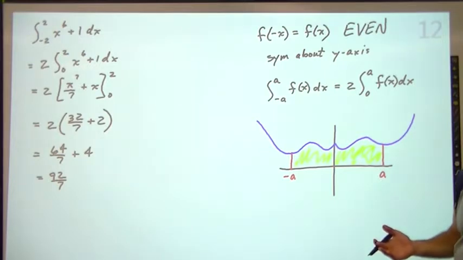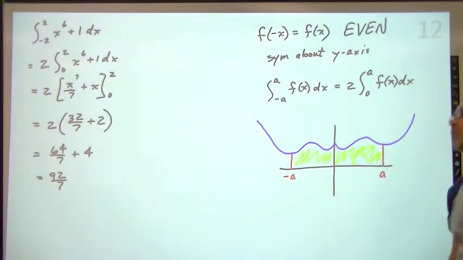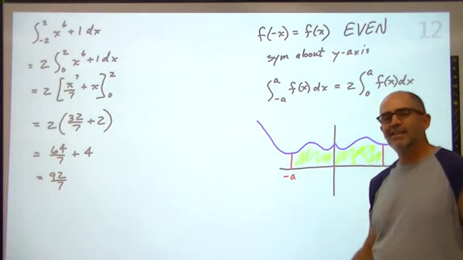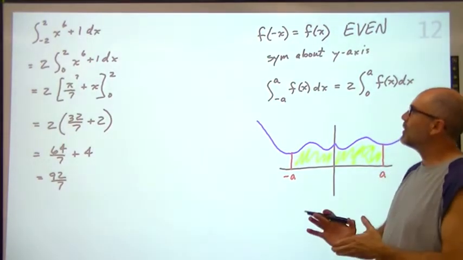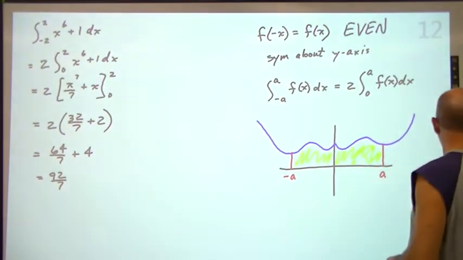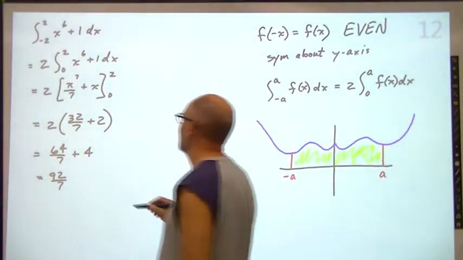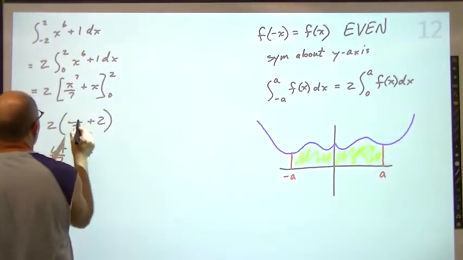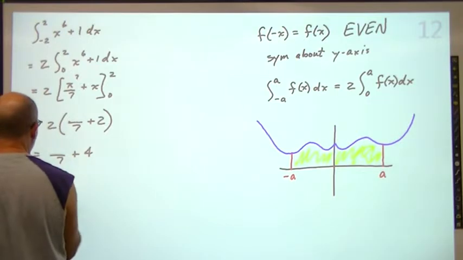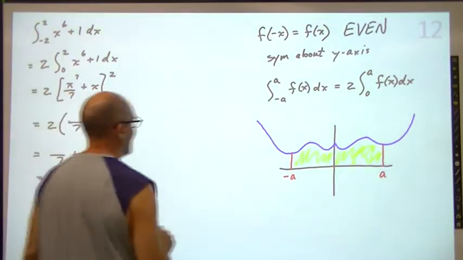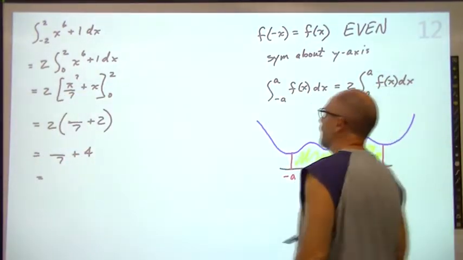What could have gone wrong? X to the 7th over 7 plus x. Oh no! Man, today is just not my day. 2 to the 7th is not 32. It's 128. Man, that's 2 to the 5th. This is not working out today.